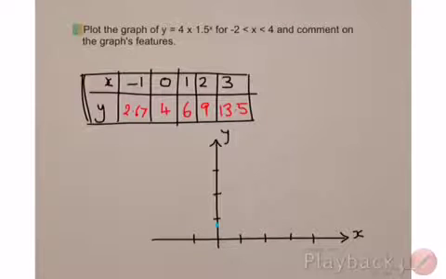And I'm going to plot my points. My 0 and my 4 is going to go there. My -1 and my 2.67 is going to go about here. Then we've got 1, 6, so 1 is just above the 5. 2, 9 is going to be just under the 10. And 3, 13.5 is going to be about there.